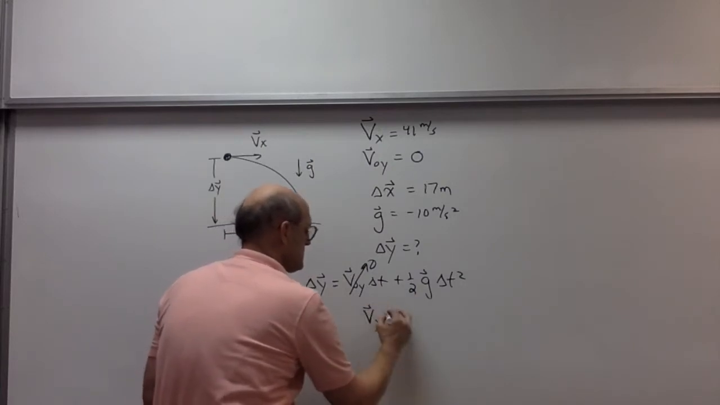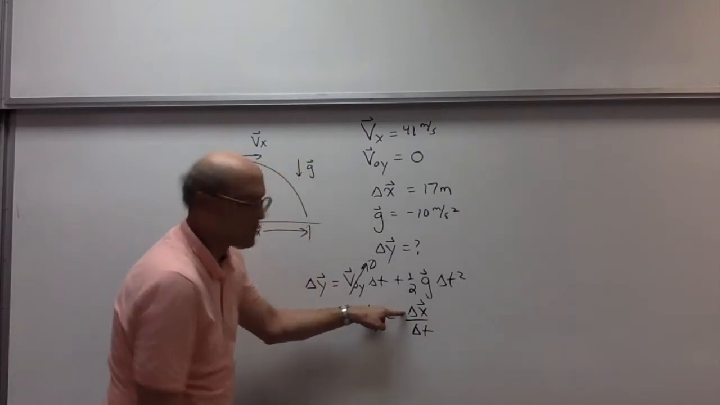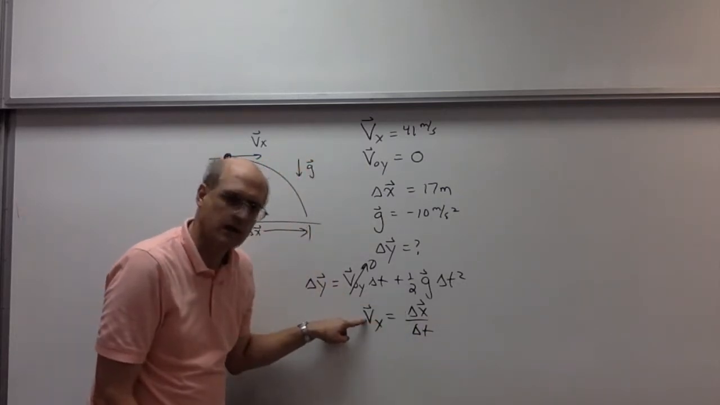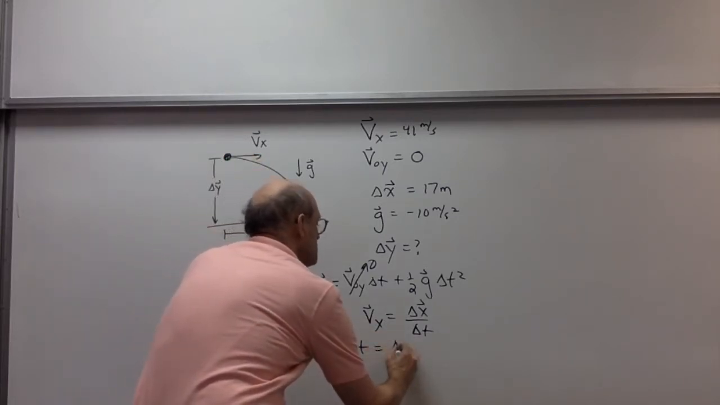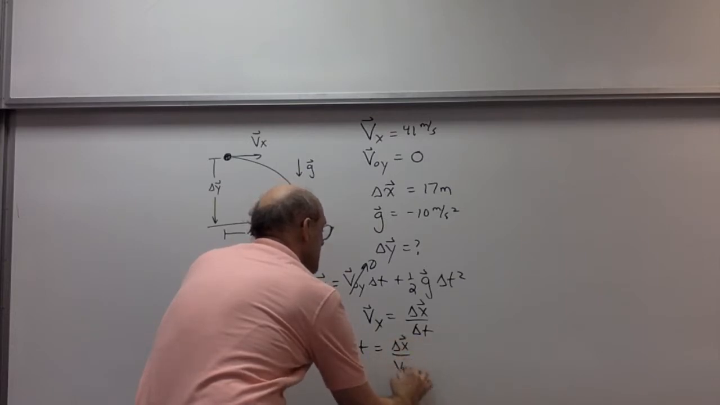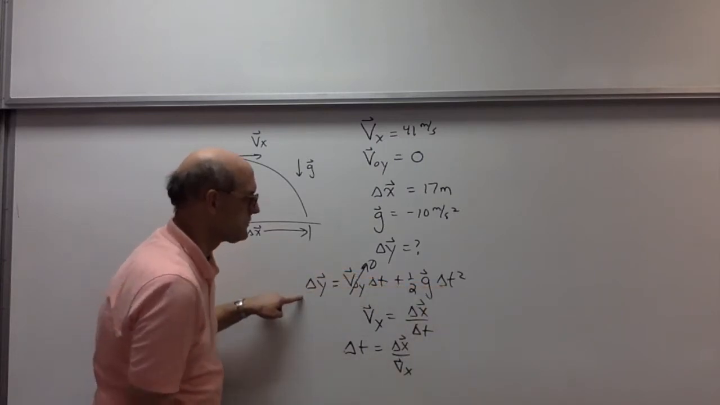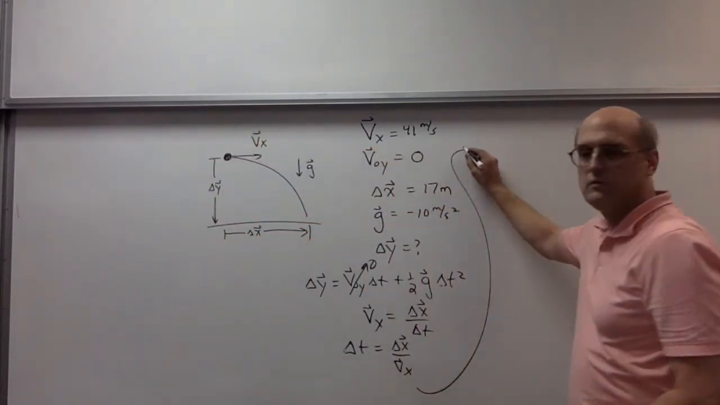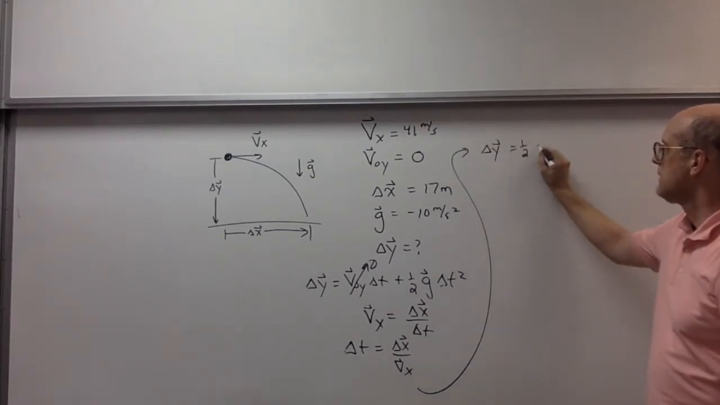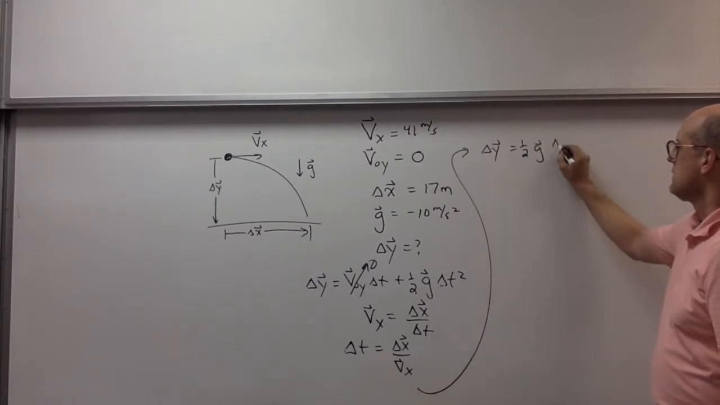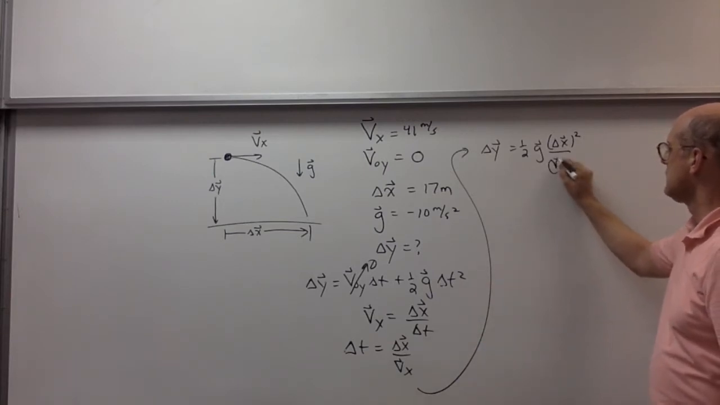So here we go. Vx is equal to delta x over delta t, right? We know the horizontal displacement, and we know the velocity in the x. So I solve this for time, and we get displacement in the x over the velocity in the x, and I'm going to substitute this into this expression here. Okay, and I'll do that over here. So we have the displacement in the y is equal to 1/2 the acceleration due to gravity times the displacement in the x squared over the velocity in the x squared.